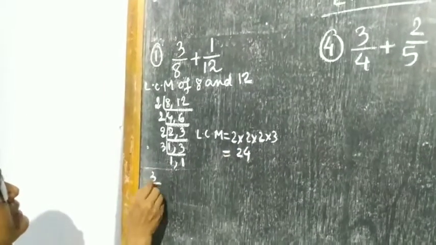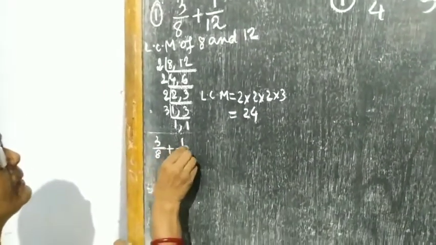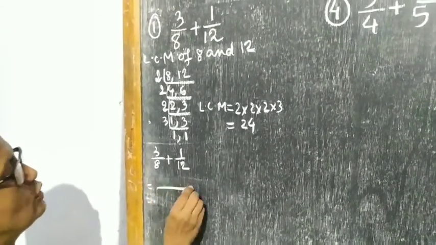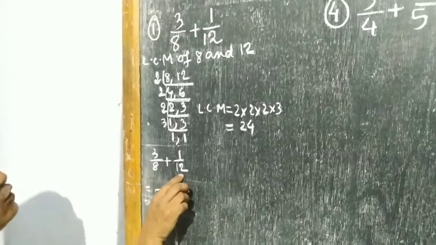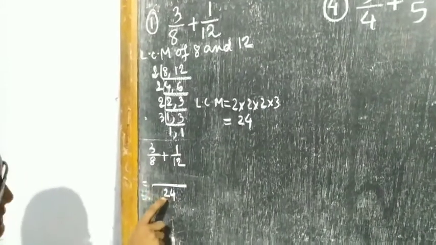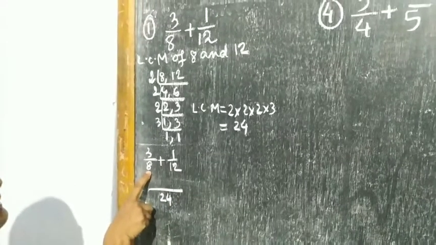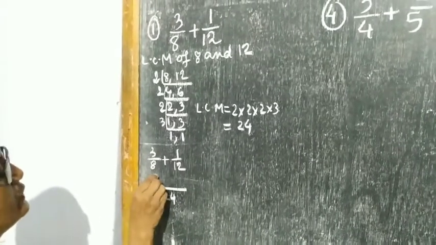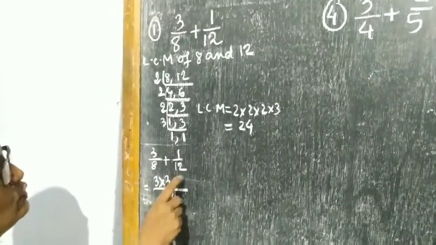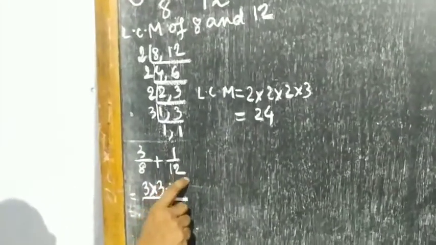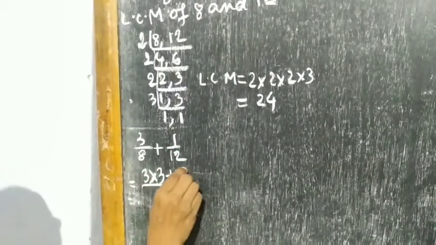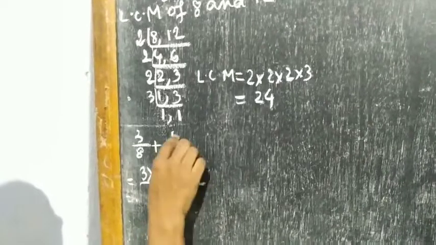Now children, write the sum 3 by 8 plus 1 by 12. This is equal to, in the denominator you have to write the LCM of 8 and 12. So what is the answer? 24. Now you divide this 24 by the denominator 8. So 24 divided by 8, 3, into the numerator 3, plus again you divide 24 by the denominator 12. 24 divided by 12 will be 2, into the numerator 1.